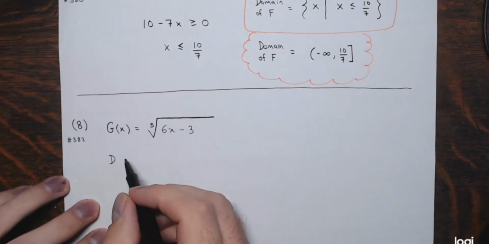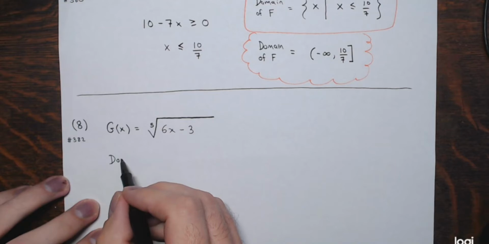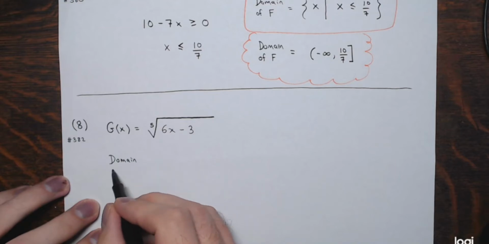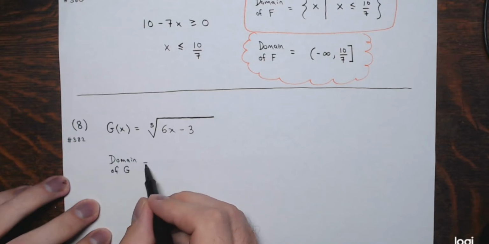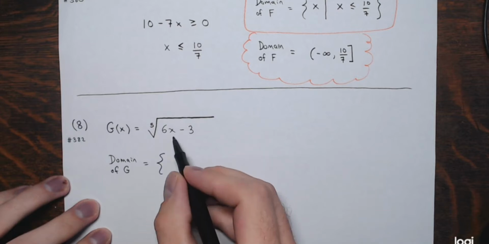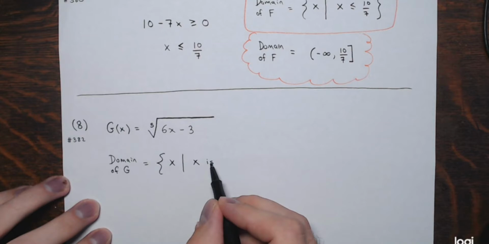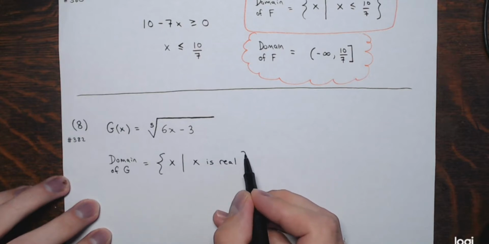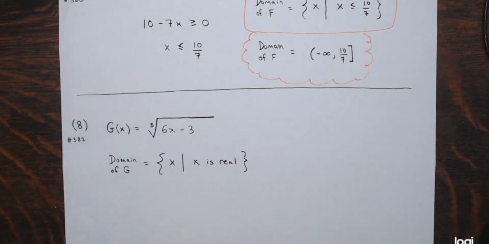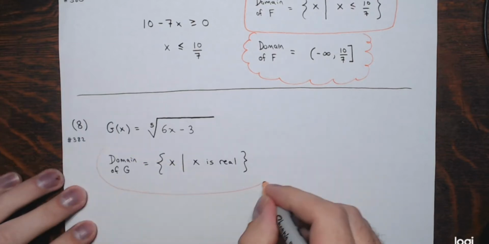So like in questions 5 and 6 with the cube roots, the domain of this function here is, I can plug in anything for x I wish, any real number. I'll just say x is real. The domain is all real numbers. I can plug in whatever I want for x. There we go.